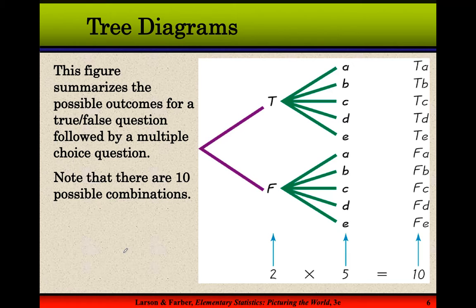So a tree diagram is more of a what if I do this and then what? So what if I answer true and then what? Well, then I would pick one of the answers A through E. And if you notice over here on this side, that's a listing of all the possibilities, all of the outcomes. So there's 10 different outcomes. I can find that number fairly easily by taking the 2 choices from the true-false times the 5 choices for the multiple choice. That tells me there's 10 different possible outcomes.